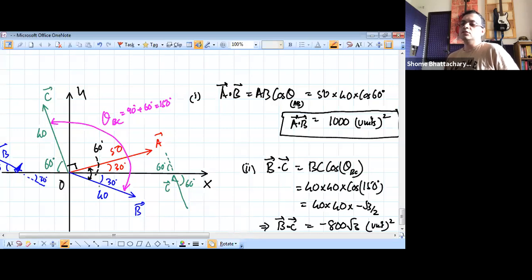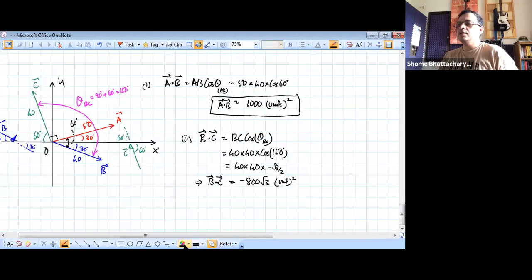Okay, now the easiest of the three is A dot C, because the angle between them is 90 degrees. I'm just minimizing this a little bit so that you can see the whole thing. And it should be quite clear from the question.